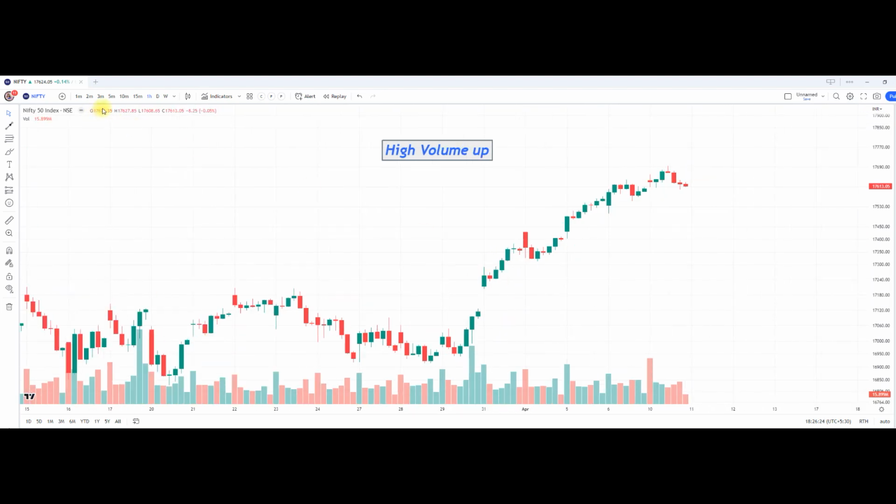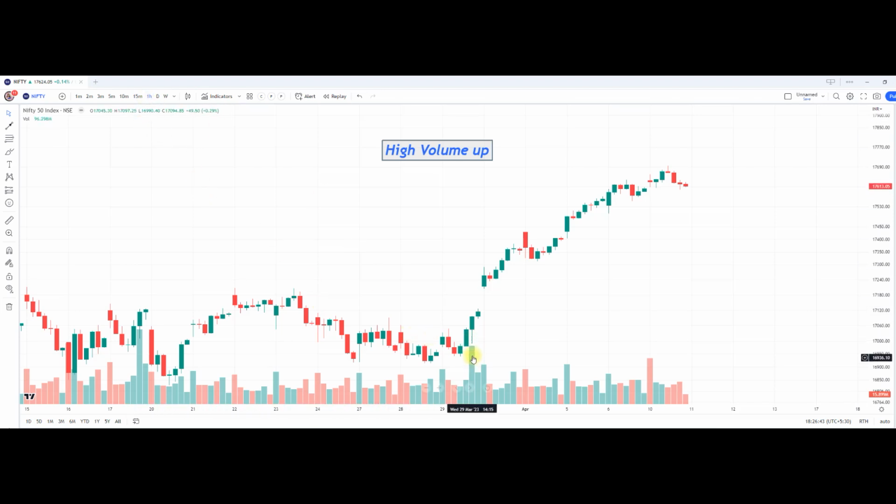Okay, so this is the Nifty and I have taken the 1 hour time frame chart. You can take any time frame chart depending on what type of trader you are. Like if you are trading intraday, you can take a 5-15 minute chart. If you are doing swing, you can go for the 1 hour or daily time frame chart. So here for your understanding, I have taken the 1 hour time frame chart of Nifty.